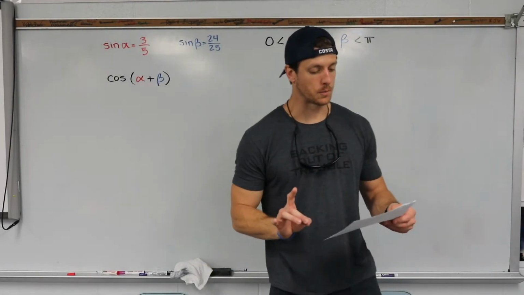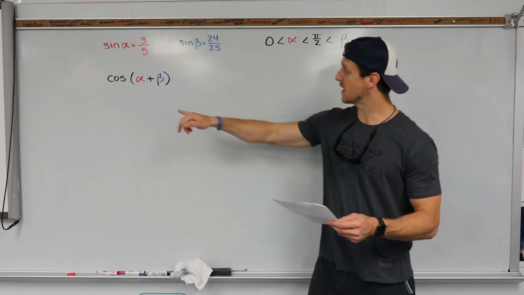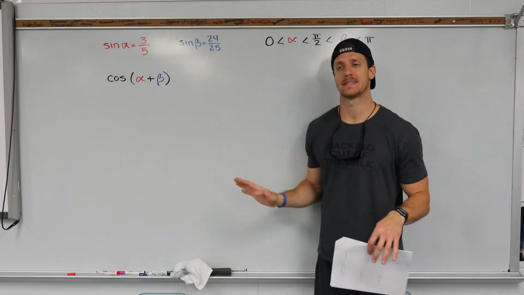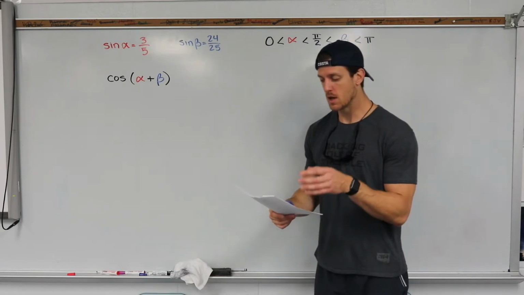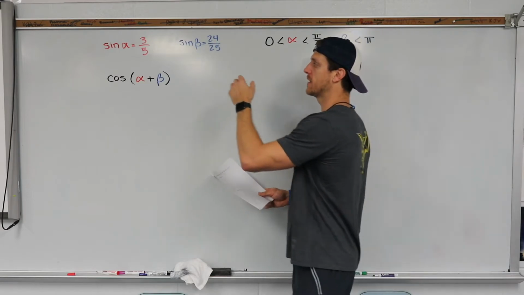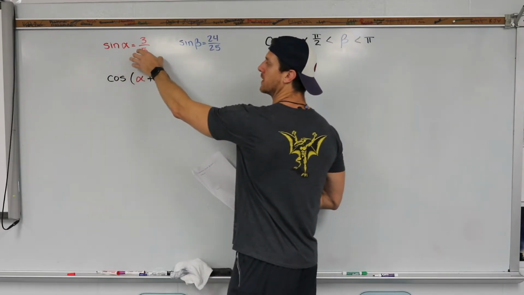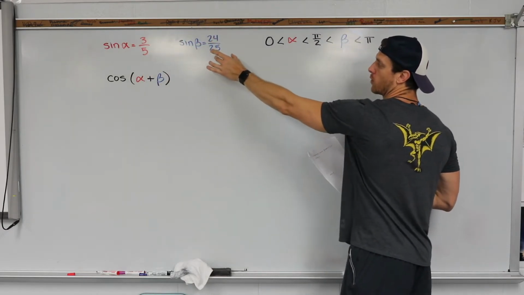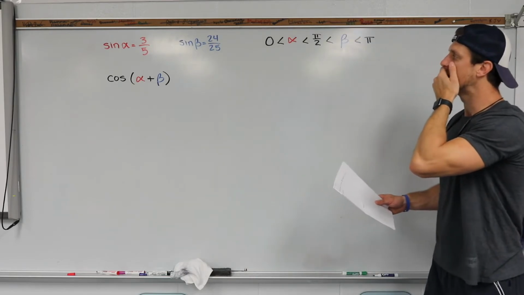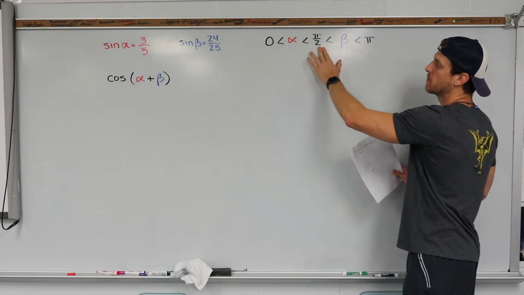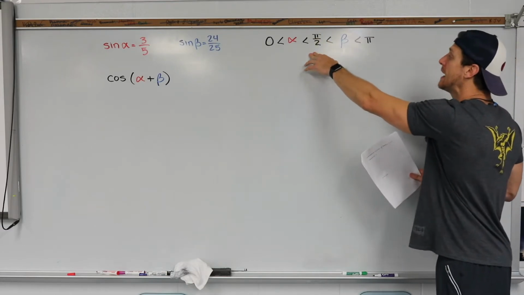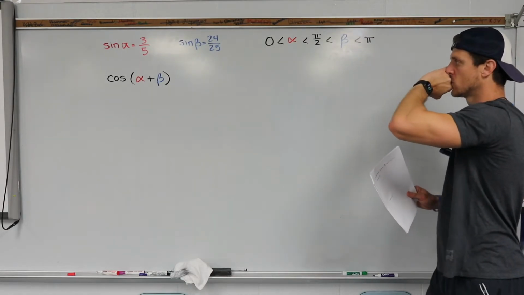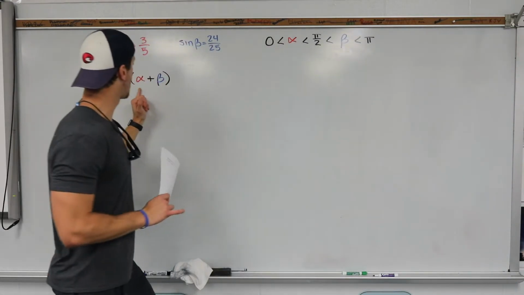Okay, last one I'm going to do. Let's look at 23. I'm going to do the cosine of alpha plus beta, or a plus b, whatever you want to say. I'm going to write them as alpha and beta. Okay, so they give us some parameters though. They say sine of alpha is equal to 3 over 5, while sine of beta is equal to 24 over 25. Knowing that alpha is between 0 and pi over 2, and beta is between pi over 2 and pi, I want to know what cosine of alpha plus beta is.